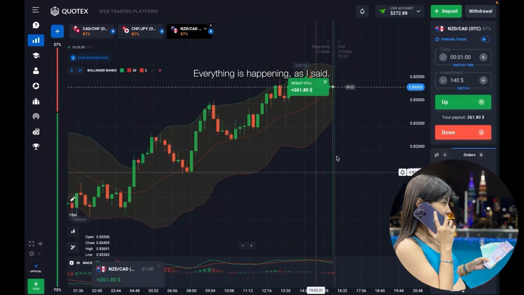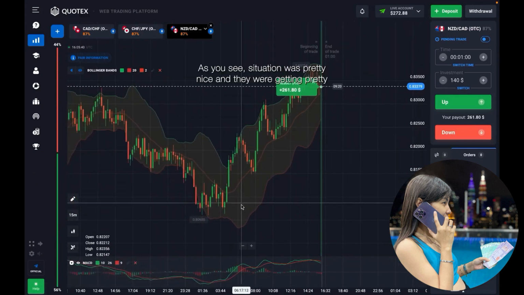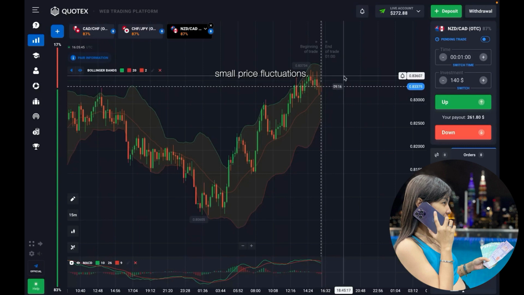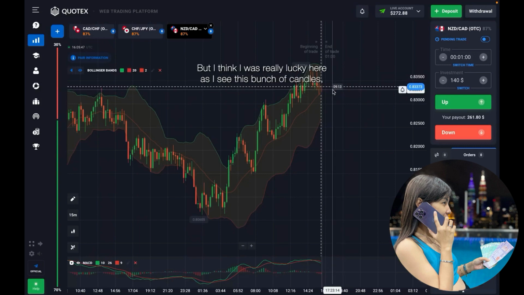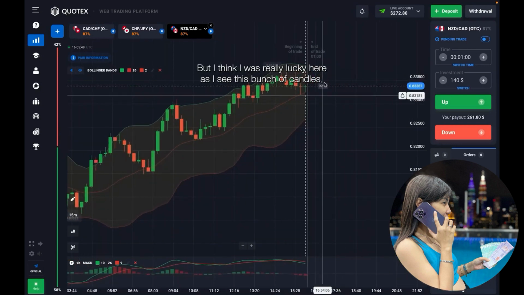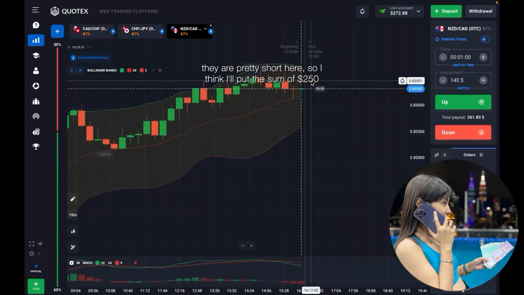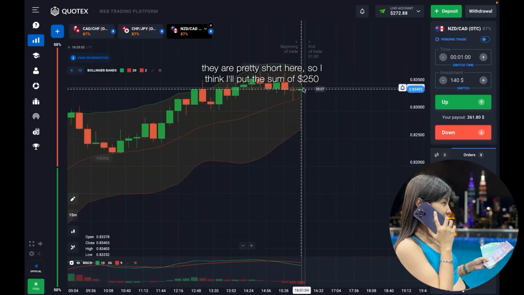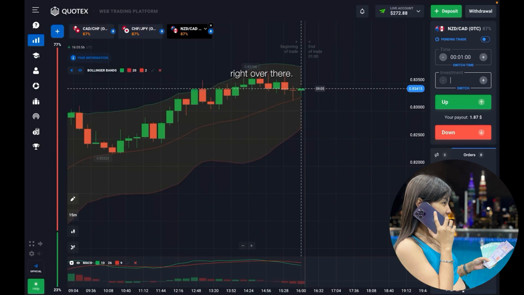Brilliant, guys. Everything is happening as I said. As you see, the situation was pretty nice and we were getting pretty small price fluctuations. But I think I was really lucky here as I see this bunch of candles. They're pretty short here, and I think I put the sum of $250 right out there, and it was a good test of this level. So here, guys, be ready for collapse right now.